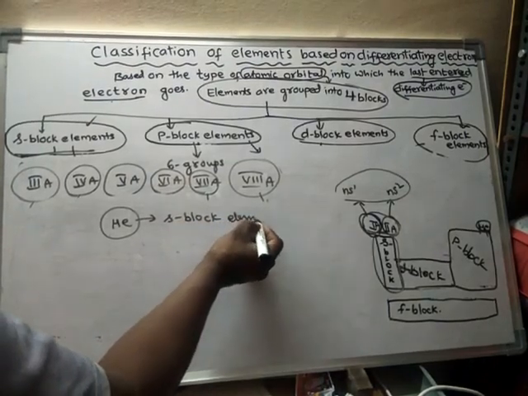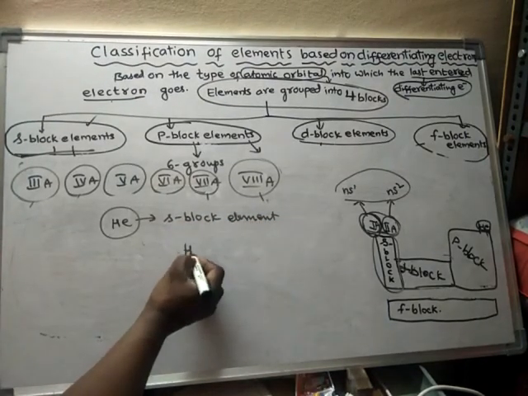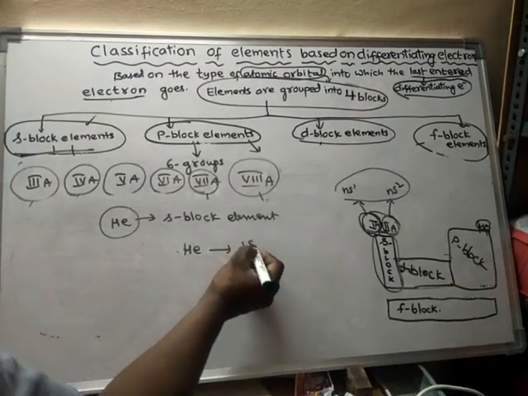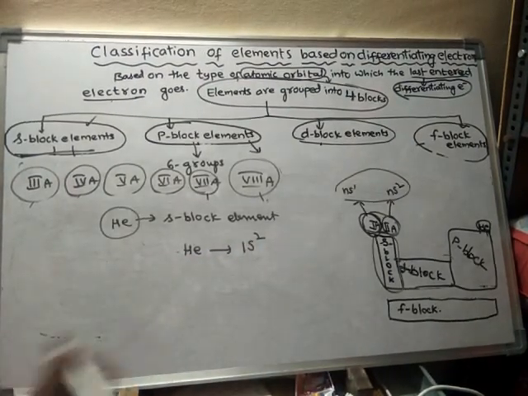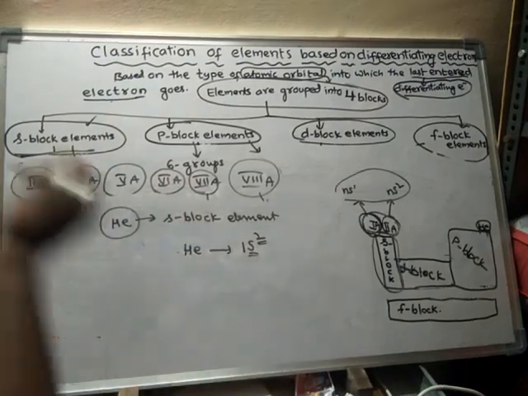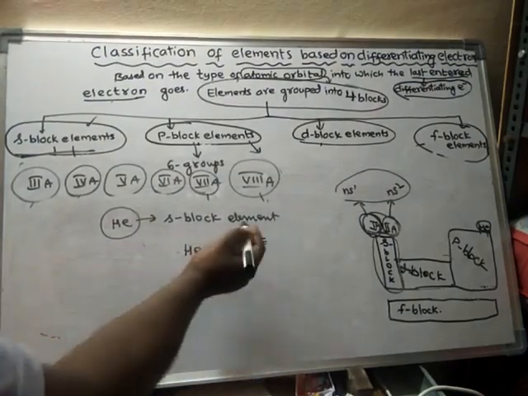Why is it called an S block element? Because if you see the electronic configuration of helium, it is 1s2. So the last entered electron goes into the s orbital. Hence helium is an S block element.